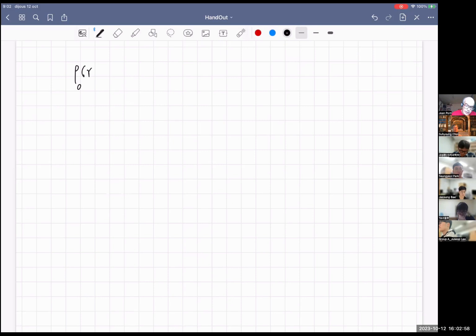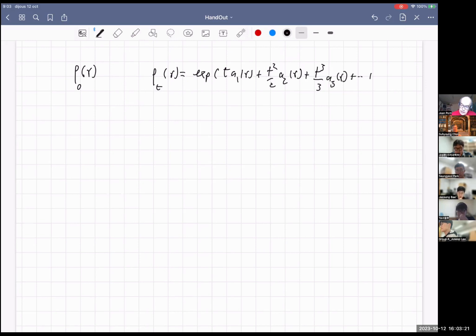I have a representation rho of gamma, and then I write rho t of gamma. Let me write it as the exponential of t a1 of gamma plus t squared over 2 a2 of gamma plus t cubed over 3 a3 of gamma, and so on and so on. All this times rho 0. And now I write rho t of gamma 1, gamma 2 equal to rho t of gamma 1 times rho t of gamma 2. Okay, I write it that way.